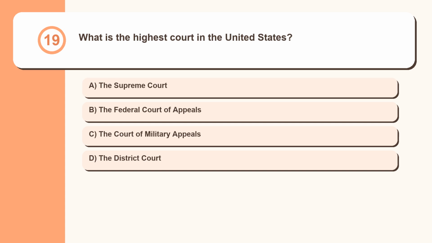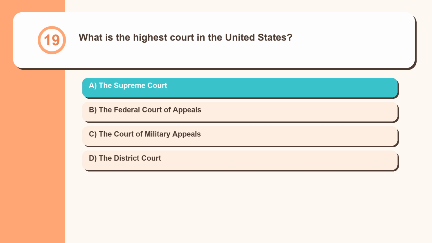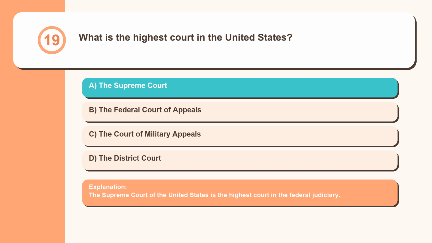Question 19. What is the highest court in the United States? The Supreme Court, the Federal Court of Appeals, the Court of Military Appeals, the District Court. The Supreme Court of the United States is the highest court in the federal judiciary.